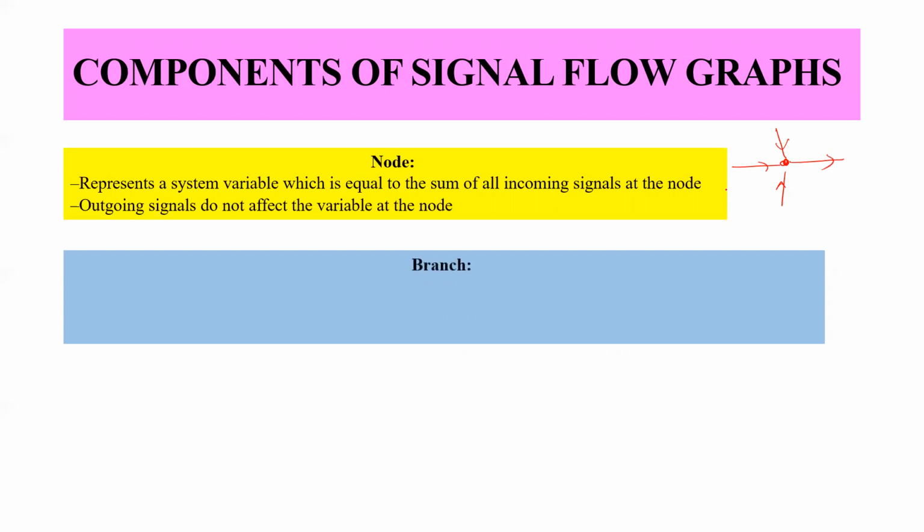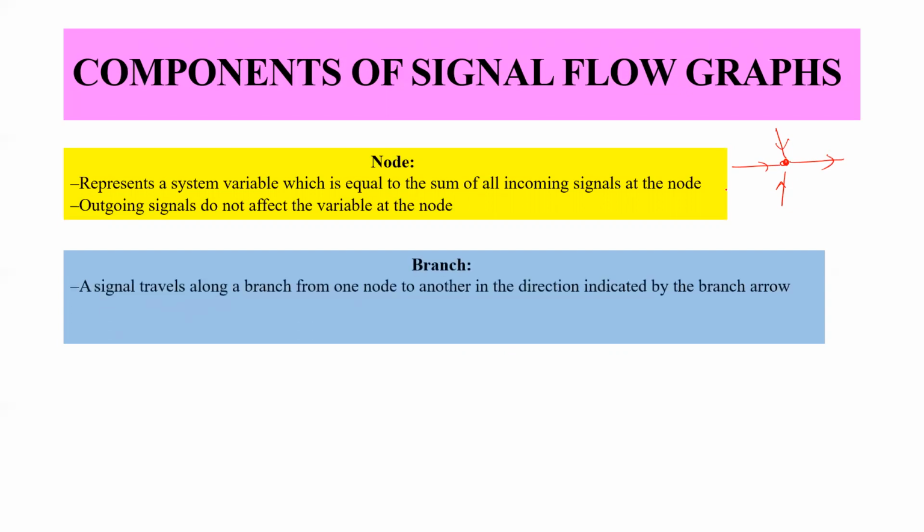Then the second component of signal flow graph is branch. So branch is basically that component of signal flow graph where the signal travels along it. Okay. So the signal travels from one node to another node in the direction indicated by the arrow. And then each branch will have certain gain, which we generally call transmittance in case of signal flow graph. Signal passing through a branch gets multiplied by its gain. Okay, means if you want to get the response, then it is equal to the gain multiplied with the input, right?